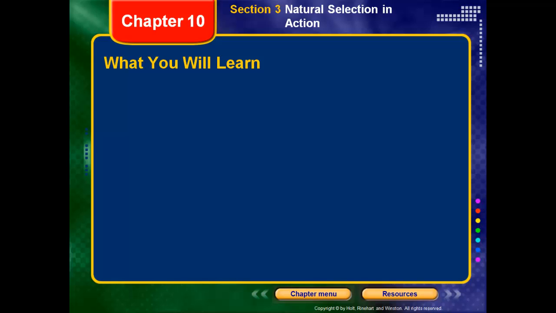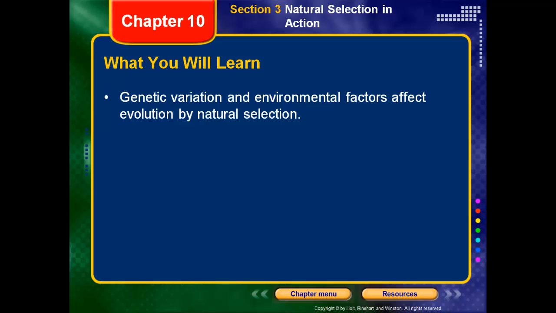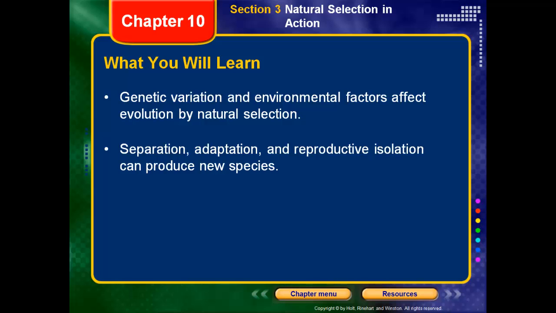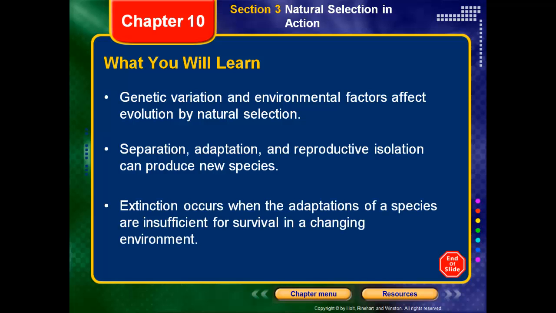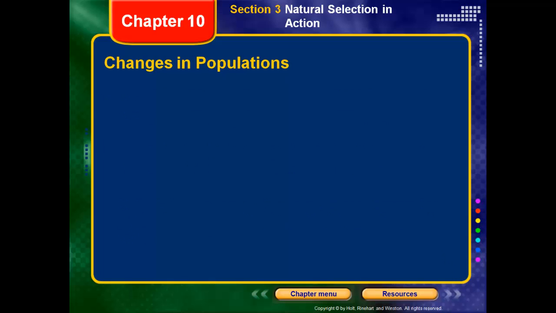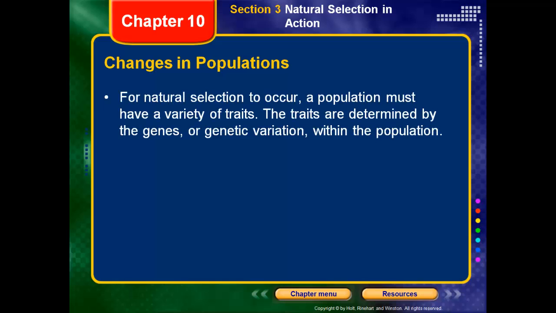This section is on natural selection in action, and we will talk about genetic variation and environmental factors that affect evolution by natural selection. We'll define the terms adaptation, reproductive isolation, and separation, and how they can produce new species. And we'll talk about extinction and the things that cause it, namely when the adaptations that the species has do not help it survive when the environment changes. So first, let's take a look at changes in populations.